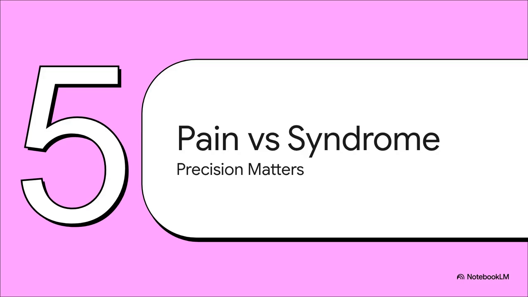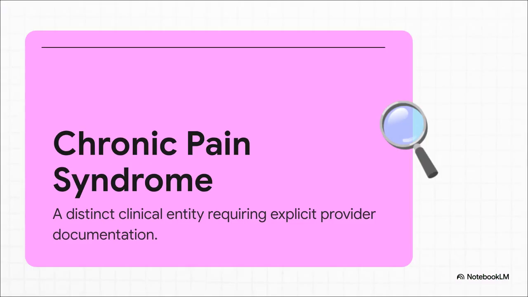Moving right into section 5, chronic pain versus syndrome, and the absolute need for precision in your documentation. We really need to unpack a critical distinction here, because mixing this up leads straight to audit rejections. Chronic pain syndrome, which is coded as G89.4, is a totally distinct clinical entity. It's not just pain that a patient has had for a really long time. It actually involves complex physical and psychological impacts. Because of that heavy clinical weight, CMS mandates that you can only code it when the provider has explicitly written the exact words chronic pain syndrome.